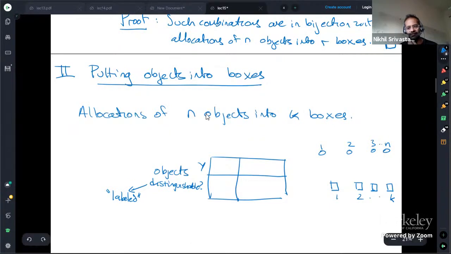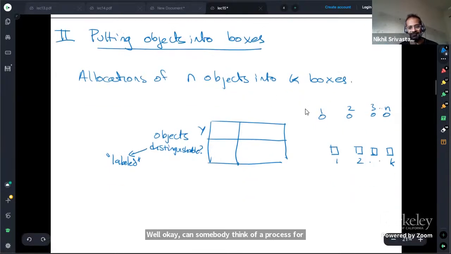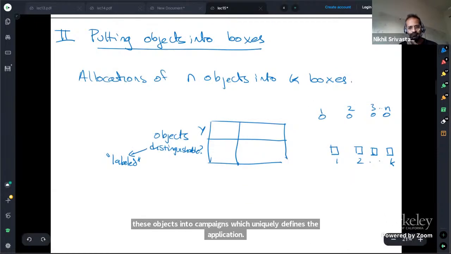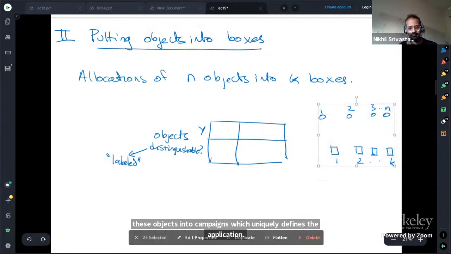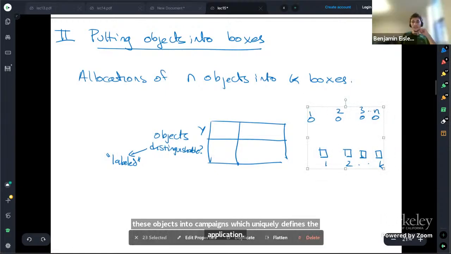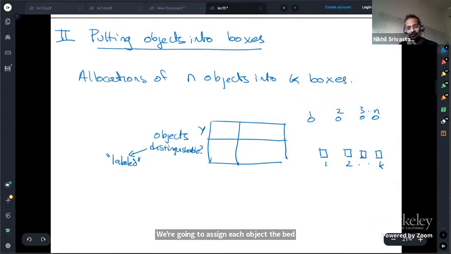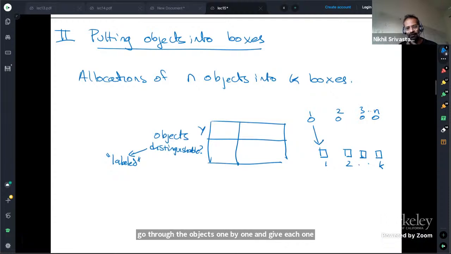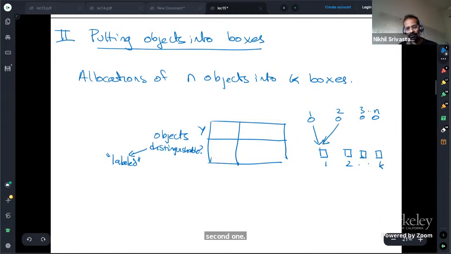Well, okay. Can somebody think of a process for putting these n objects into k bins, which uniquely defines the allocation? We're gonna assign each object a bin. Yeah, so you just go through the objects one by one and give each one a bin. So for the first one, there are k choices. For the second one, there are k choices. You might put it in the same one. For the third one, there are again k choices.